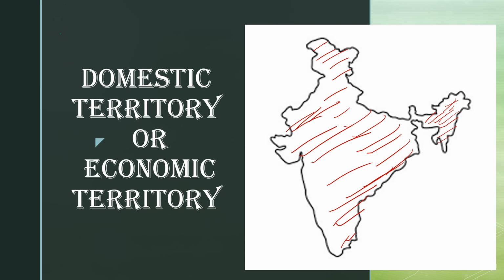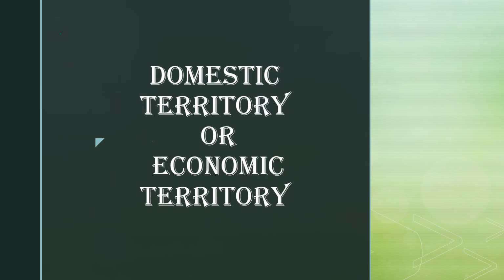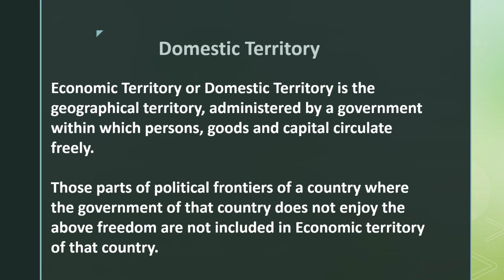The territory outside this political frontier is not our domestic territory, and only the territory in the political map, or which is around the boundary of the Indian political or physical map, is in the domestic territory? So now let's understand the meaning of domestic territory. Now the question comes, what is domestic territory?